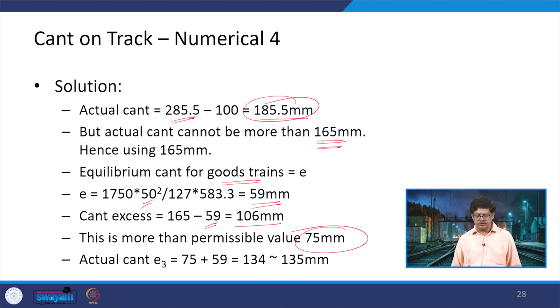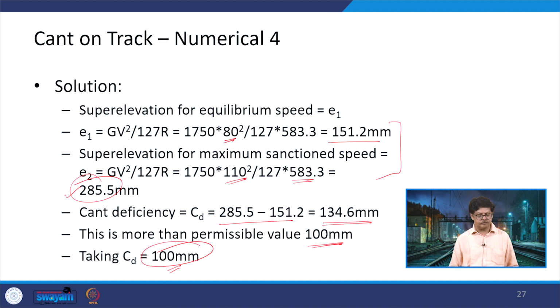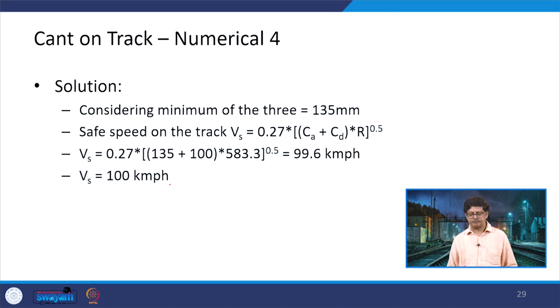So, when you are talking about this 75 mm, now let us take this 75 mm and use it with the requirement of a Cant for the goods train, we will get 134 or 135 mm as the value. So, this is another value which we have. So, we have a value of 135, we have a value of 165, we have the highest one that was 285. So, considering the minimum of the three, the value comes out to be 135 mm.